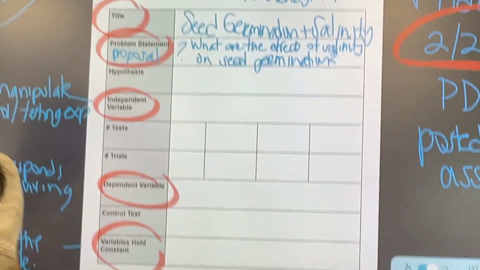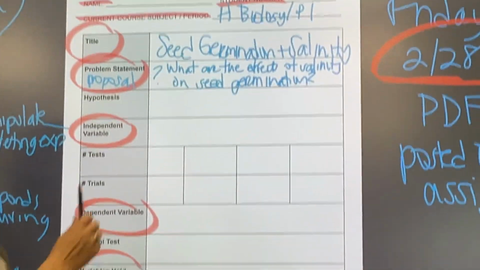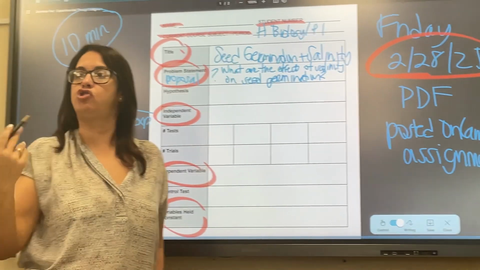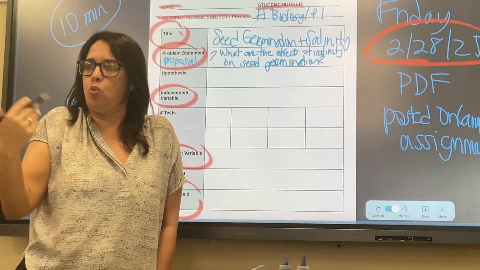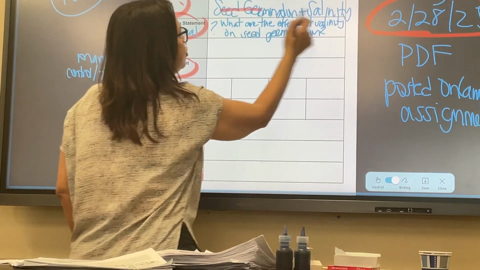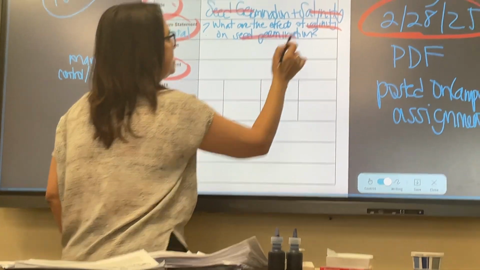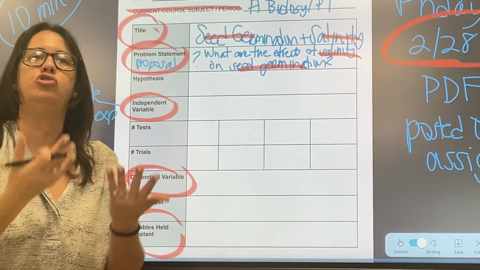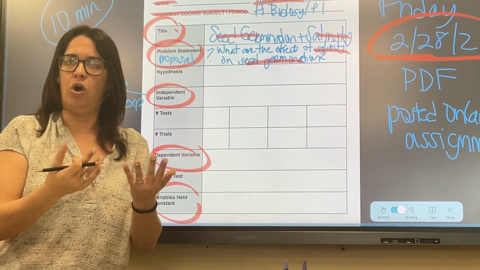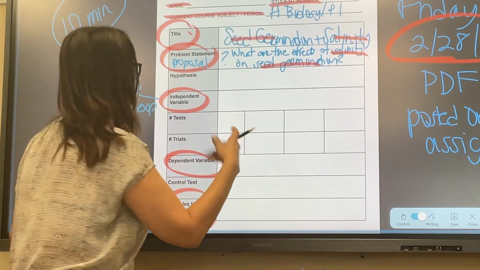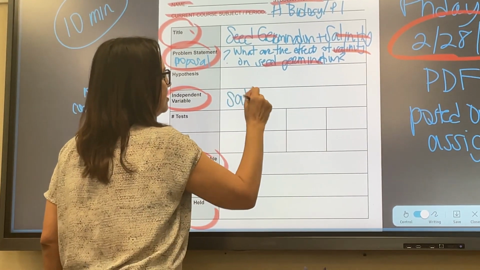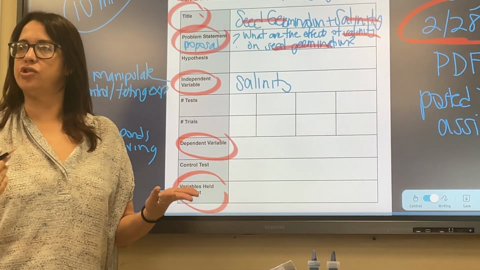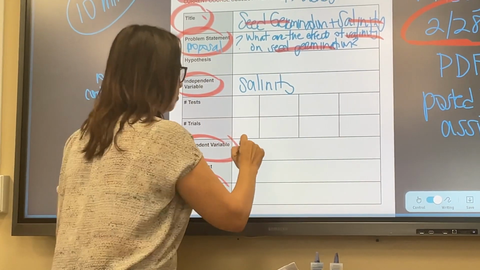I like to identify my variables next. So, both my title and my problem statement should give me insight into what my variables are. Seed germination, salinity. Salinity, seed germination. Those are my two key variables. What can I control? What can I vary? Salinity. And what am I going to measure? What can I measure? Seed germination.